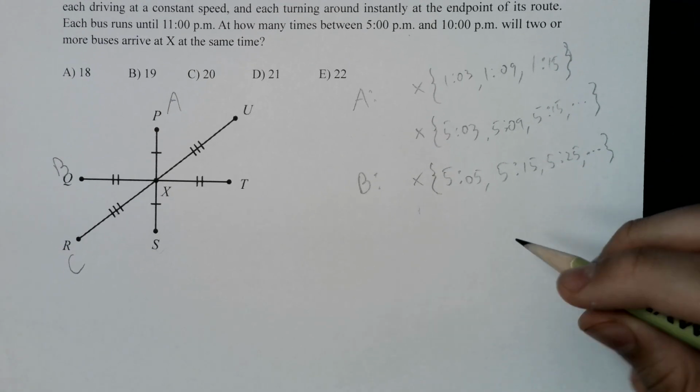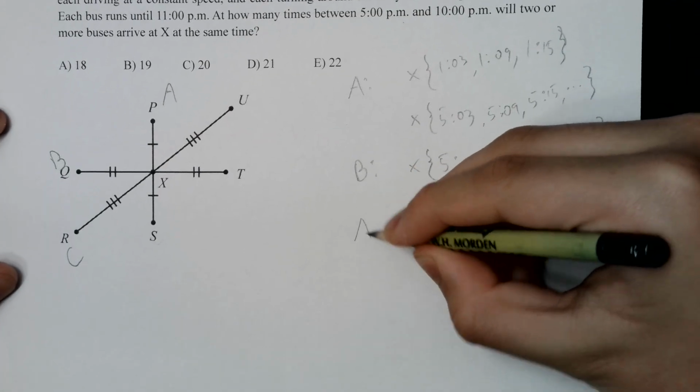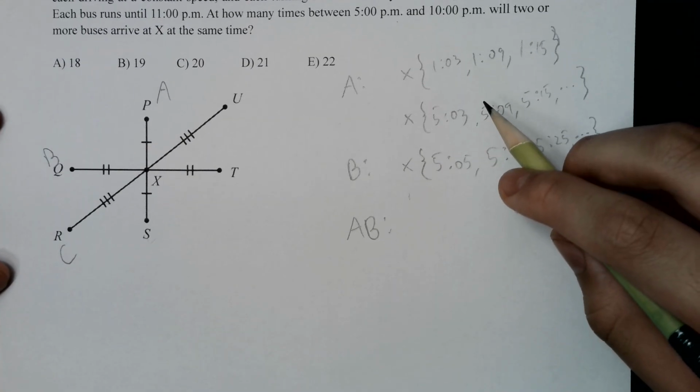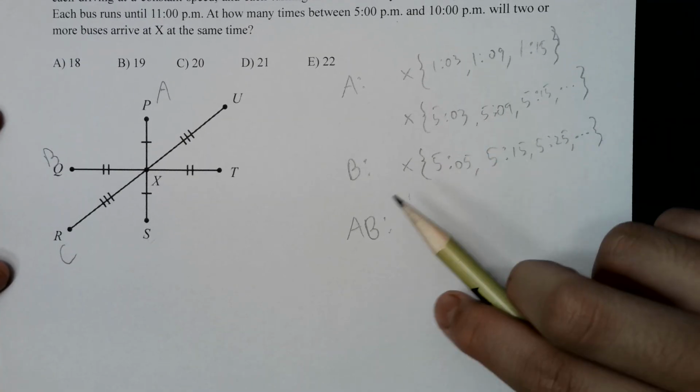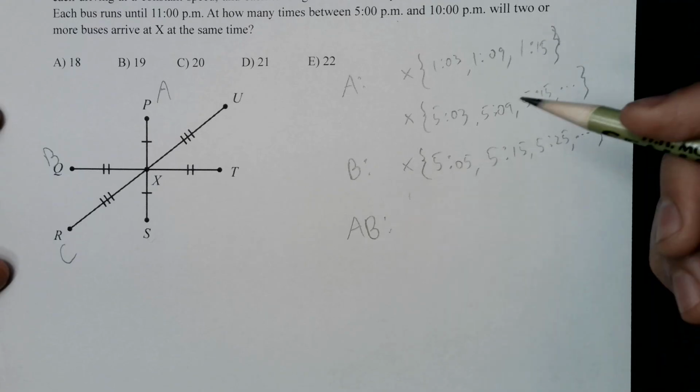Now, let's first start off with the intersections of A and B. So I'll just write it like this, AB. Now, we see that the interval for A is going to be 6, and the interval for B is going to be 10. Now this means that the LCM of 6 and 10 is 30, which means that the interval for AB should be 30 minutes.